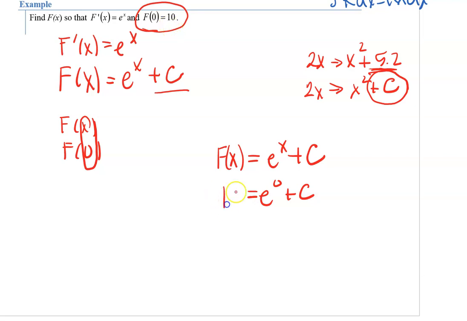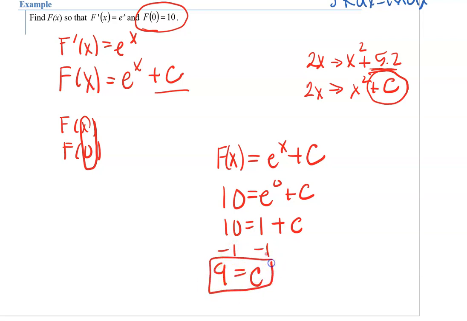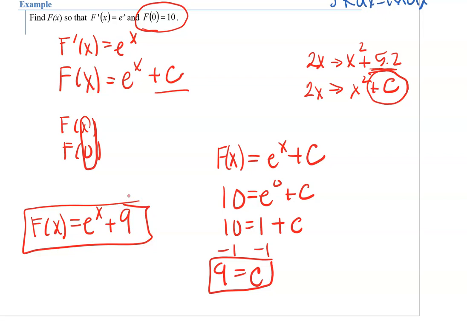So 10 would be the y value. Now I'm going to solve that out. e to the 0 is just 1. And then subtract that 1 to solve for c gives me 9 equal to c. So I'll say f of x is equal to e to the x plus 9. And so this would be a specific problem where we can actually solve for that c. Make sure you use all information that's given and complete the problem from there.